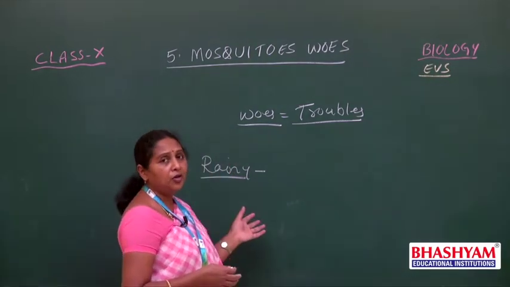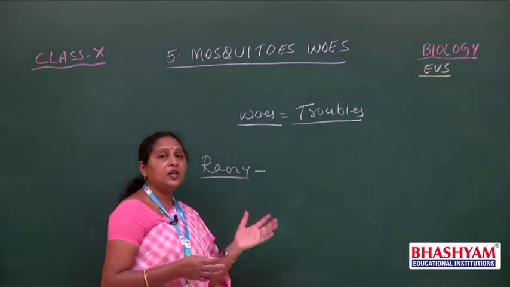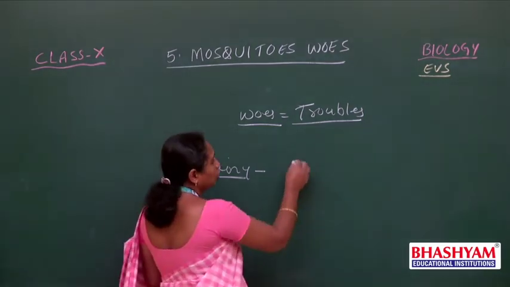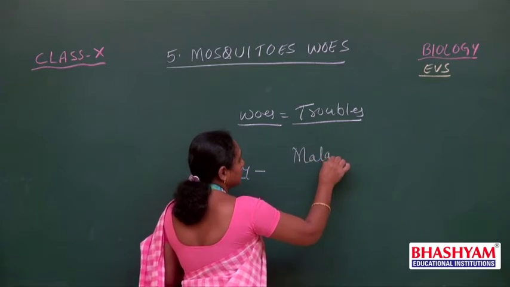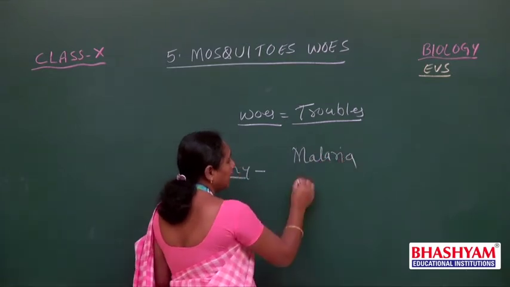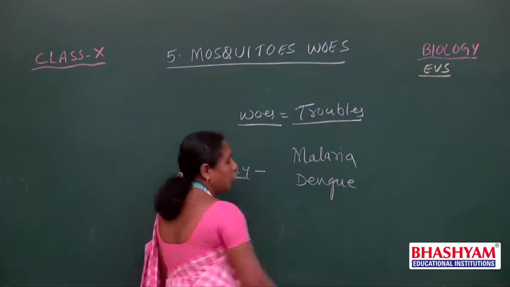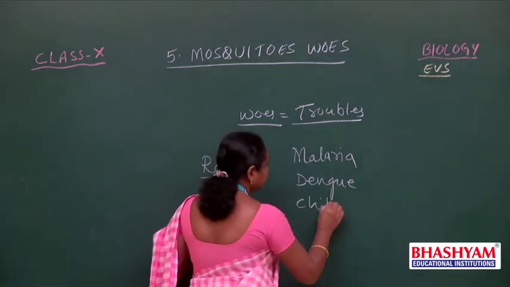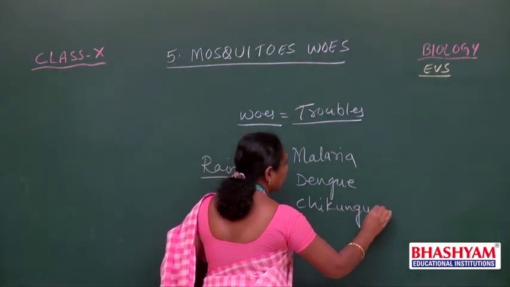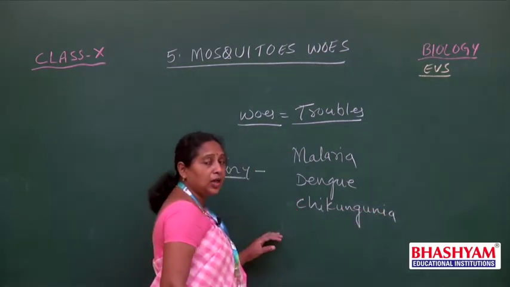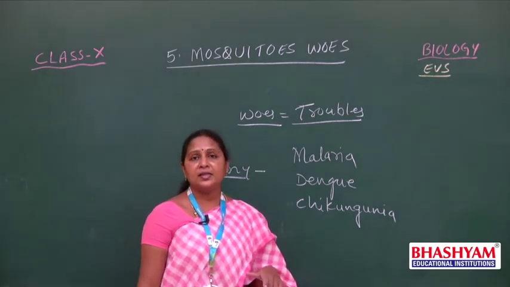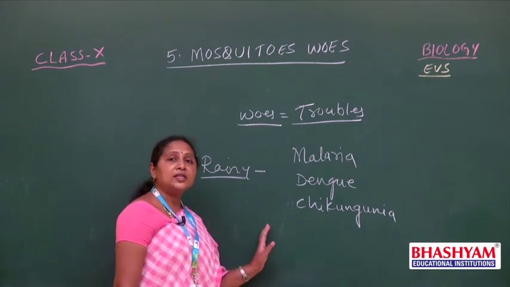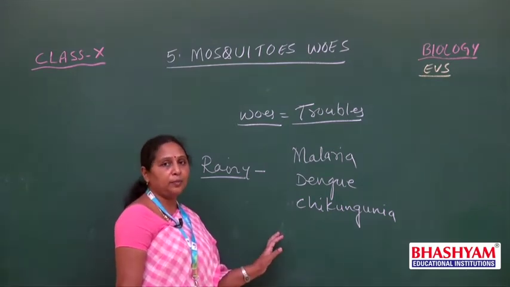A number of diseases are caused by these mosquitoes. Among them, the most common is malaria, then dengue fever. Chikungunya is also one of the biggest problems, and also filaria, elephantiasis. Like that, by a mosquito bite we may face a number of health problems.